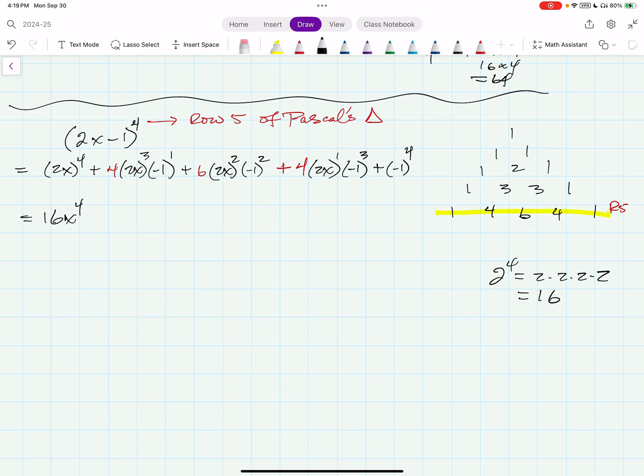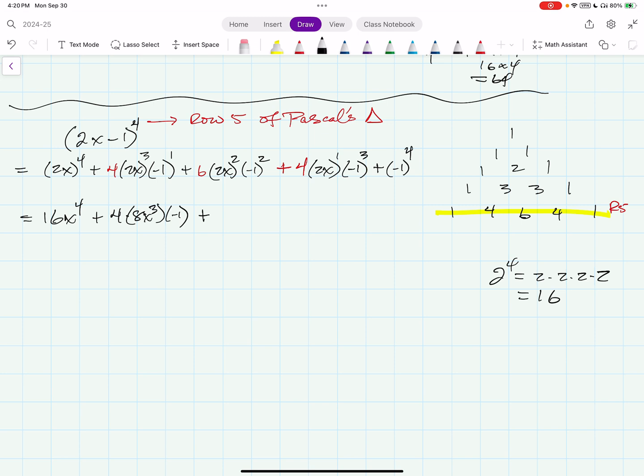A very common mistake is that people forget either one. So they think of it as 2x to the fourth, which is wrong. So with 2x to the fourth, you've got to raise both the 2 and the x to the fourth. So keep that in mind. Plus 4 times 2x cubed. Now 2 cubed is 8, so times 8x cubed, and then times a negative 1, which I'll simplify later.